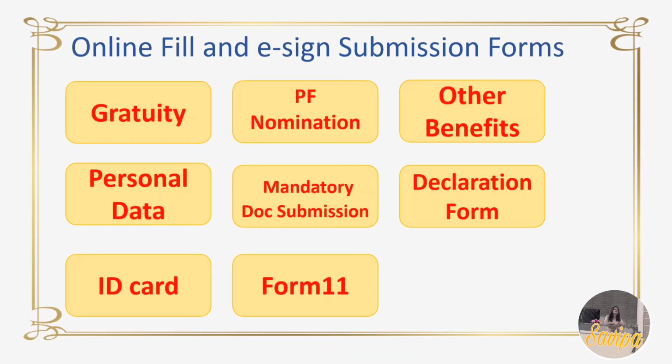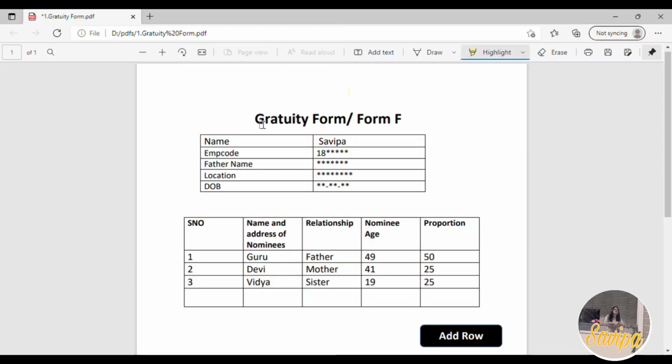Under fill and e-sign, we have 8 sections. So there are many documents here. Let us first see the gratuity form. The gratuity form can also be called Form F. Here are the basic details: your name, employee code, your father's name, your location, and your date of birth. These are the basic details to be filled by you, or else there will be some auto-populated fields also. Which are unfilled, please fill them.